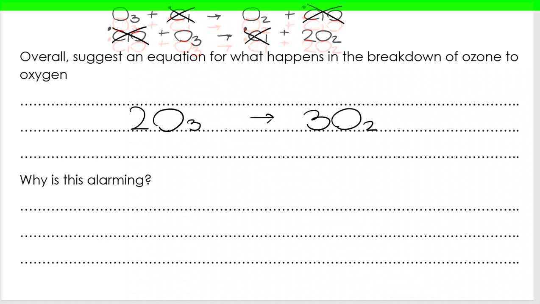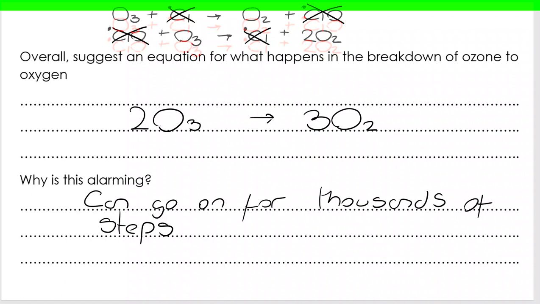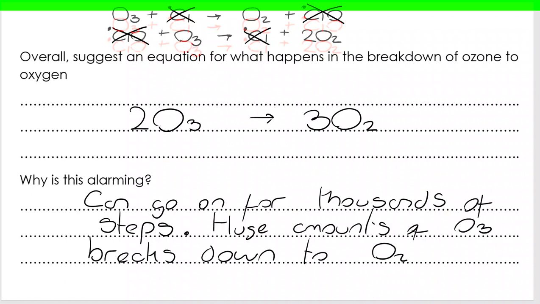So why is this alarming? Well, if this is happening, that there's nothing else actually getting used up in the reaction, we can have a huge amount of ozone broken down to oxygen. And ozone is absolutely vital to prevent UV rays reaching us at ground level, preventing skin cancer. But if it can go on for thousands of steps, we're losing huge amounts of ozone. It breaks down to O2, which is fine. It doesn't cause us any harm, but we don't have the ozone layer that we need.